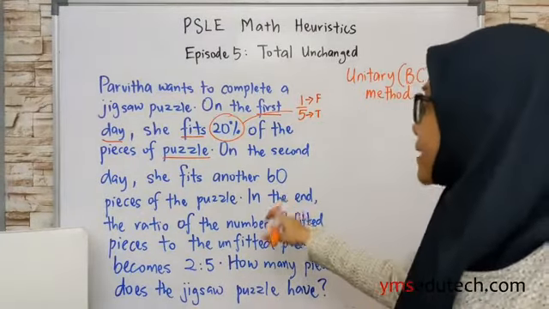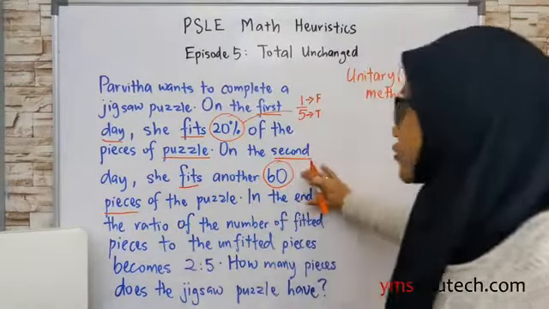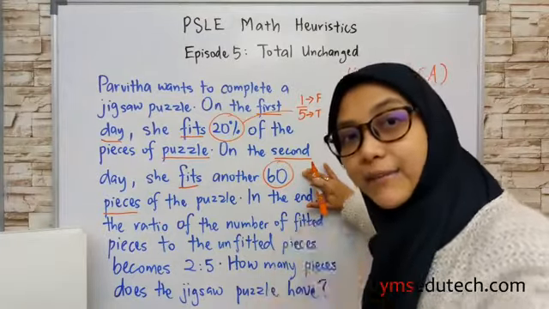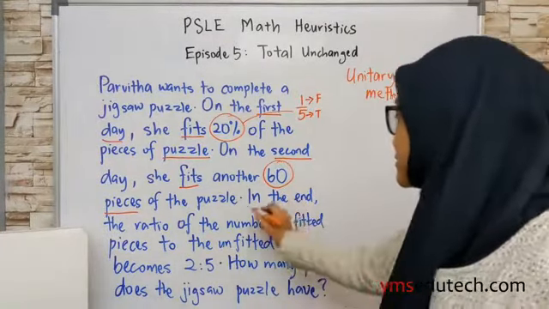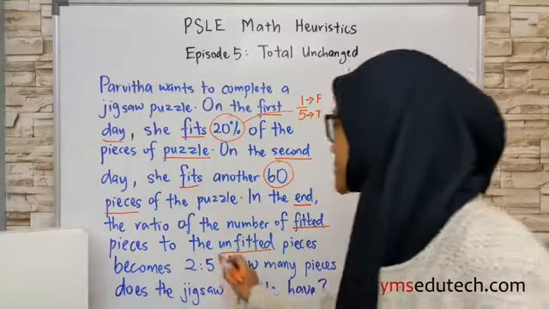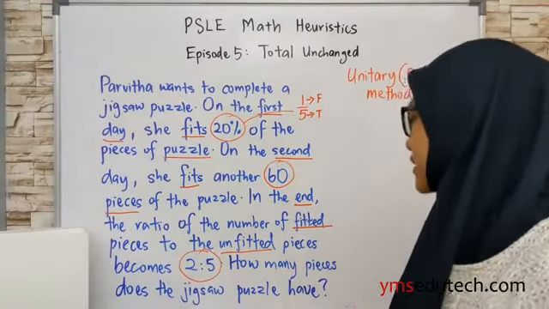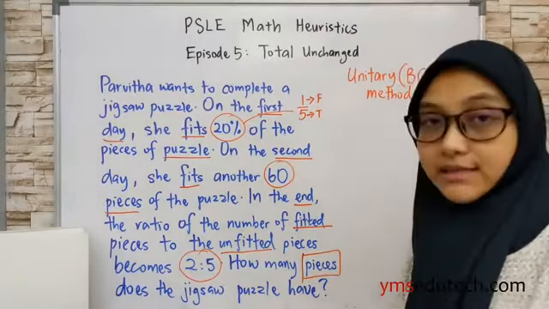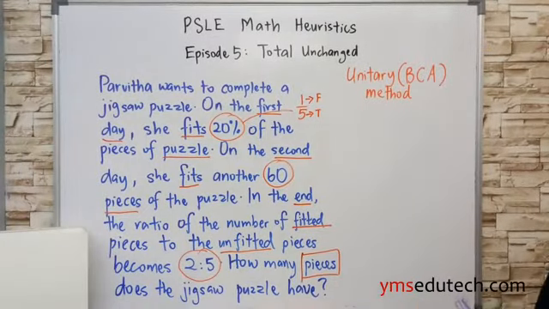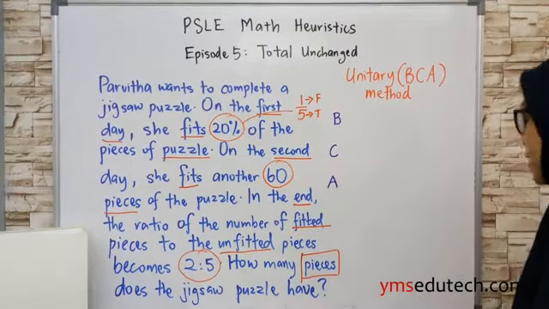Then what happened? On the second day, she fits another 60 pieces. This is an absolute value. This is not in terms of percentage or fraction. This is the exact number of pieces that she fitted. In the end, the ratio of the number of fitted pieces to the unfitted pieces becomes 2:5. The question wants to know how many pieces the jigsaw puzzle has, so we want to know the total number of pieces. So we're going to use the unitary method, the BCA method: before, change, after. I need more space.